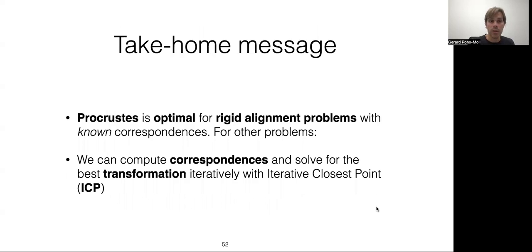Okay, so the take-home messages are that Procrustes is optimal for rigid alignment problems with known correspondences. But when we have other types of problems, for example when we don't know the correspondences and we want to consider a broader class of transformations, we have to do some variant of the iterative closest point algorithm, where we iterate over finding correspondences and finding the optimal transformation.